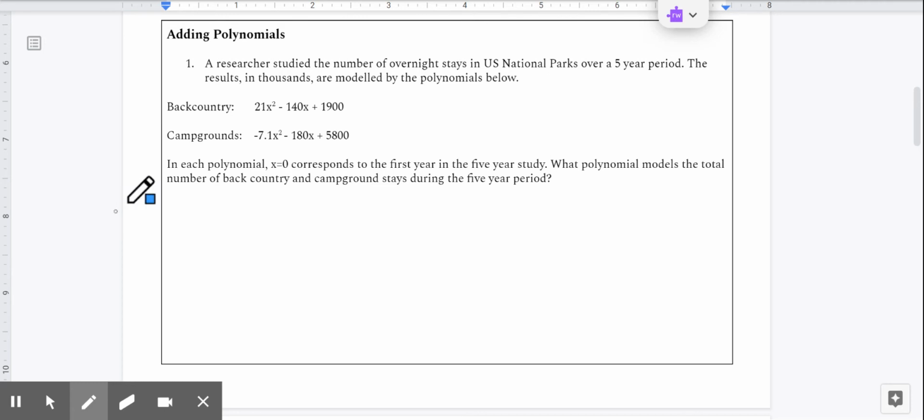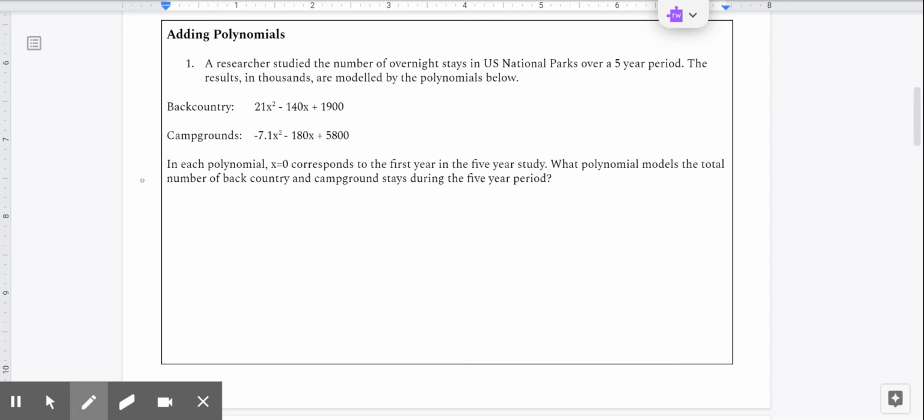So we can see that in what they're calling the back country, there were 21x squared minus 140x plus 1900 stays. And in campgrounds, it was negative 7.1x squared minus 180x plus 5800. And so it's telling us in each polynomial, x equals 0 corresponds to the first year in a 5-year study. What polynomial models the total number of backcountry and campground stays during the 5-year period?